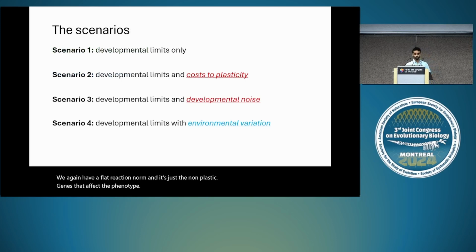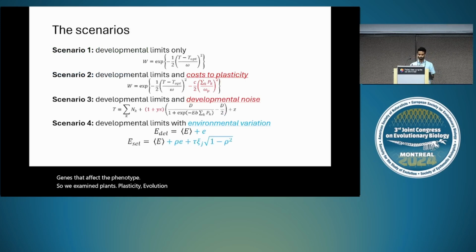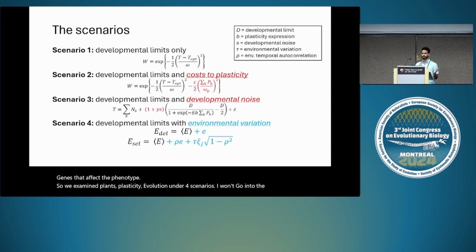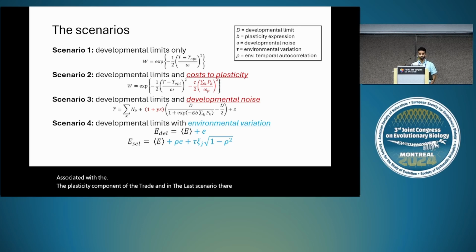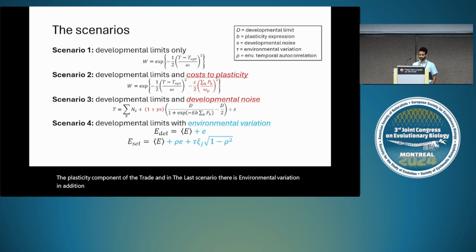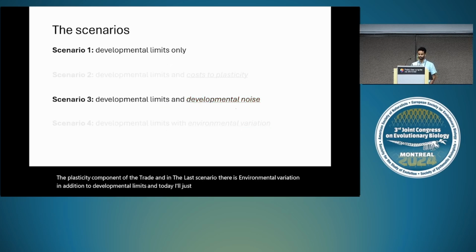So we examined plasticity evolution under 4 scenarios. I won't go into the details of the equations, but I've left them up there in case people want to ask questions later. In the first scenario, we just have developmental limits. In the second scenario, there are additional costs associated with plasticity expression. In the third scenario, there is developmental noise associated with the plasticity component of the trait. And in the last scenario, there is environmental variation in addition to developmental limits. And today I'll just talk about scenarios 1 and 3.